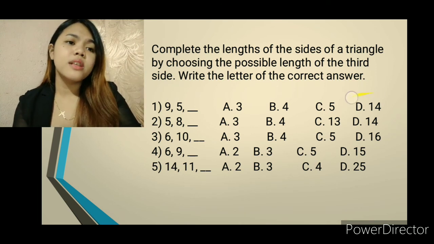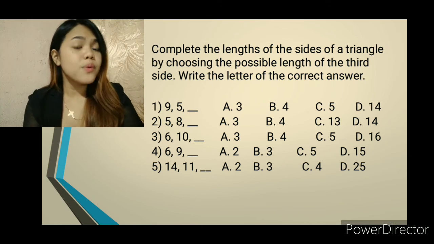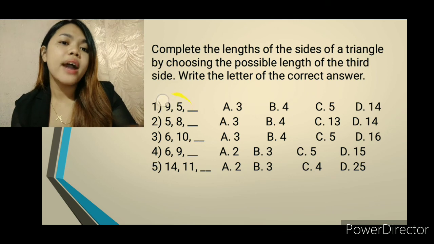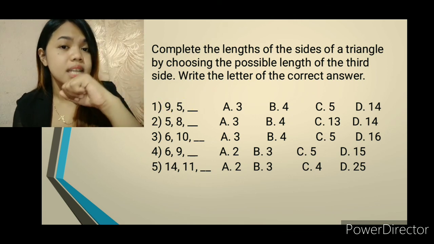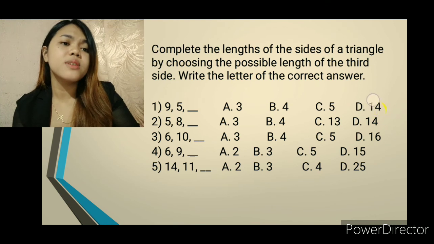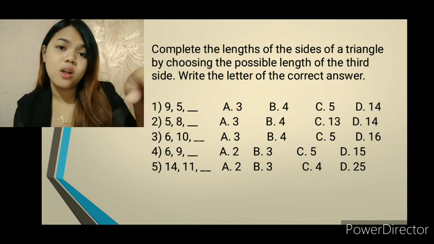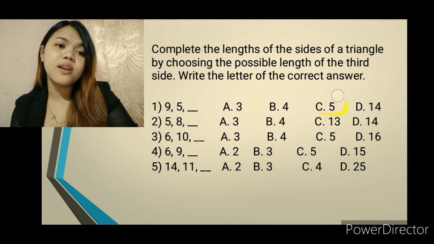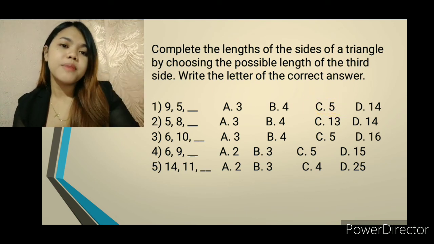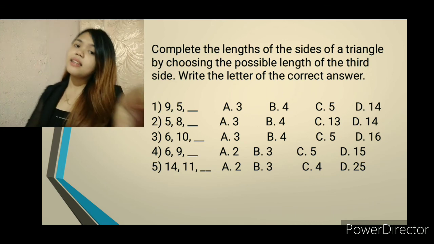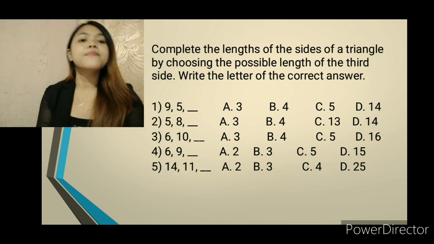So how about letter D, 14, 9, 5? We will take the shorter lengths, which are 9 and 5, and if we add them, it equals 14, and the third side is also 14, so it's equal. So that is not the answer, and the final answer is only letter C, because 5 and 5 equals 10, and 10 is greater than 9.